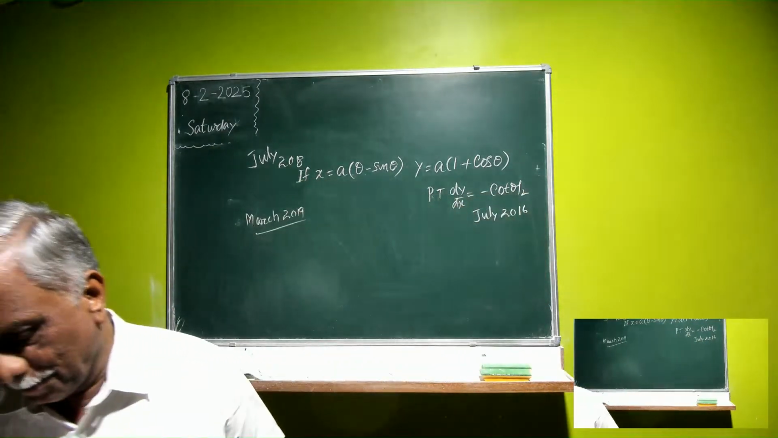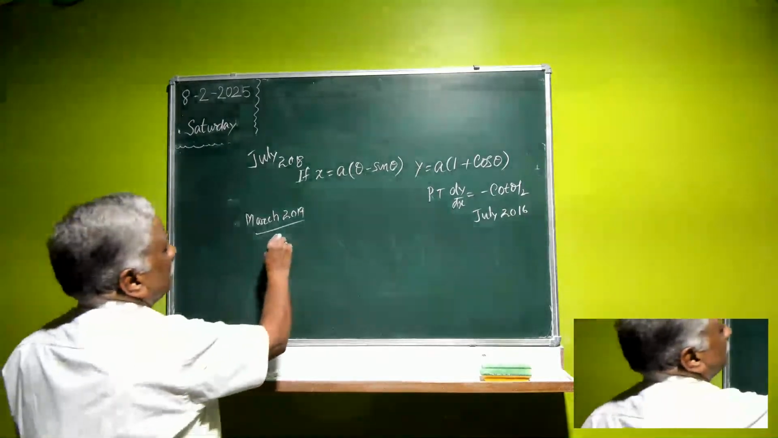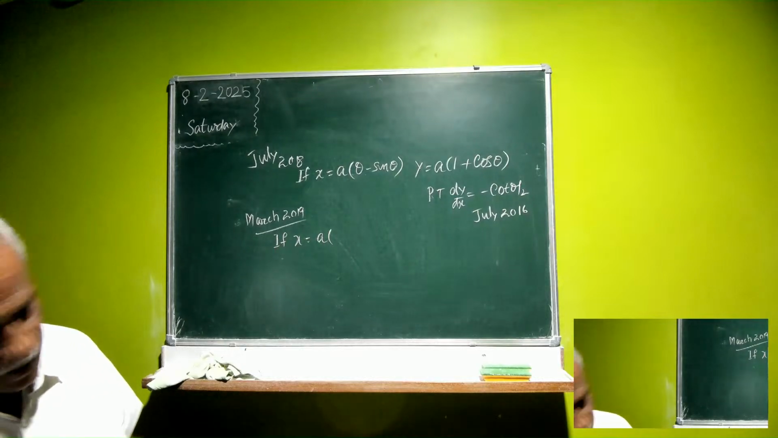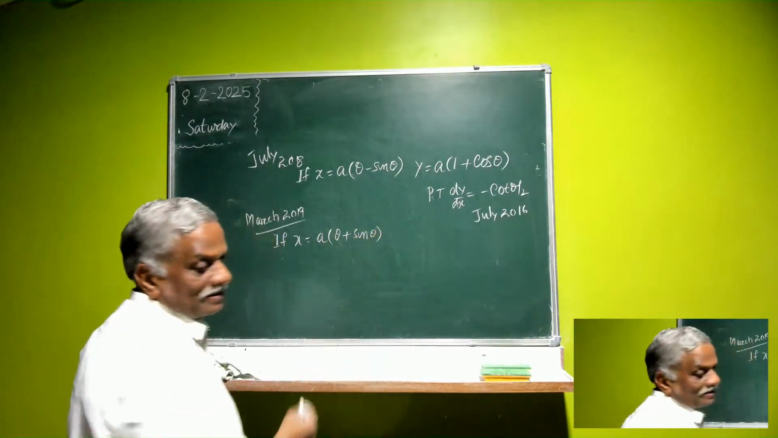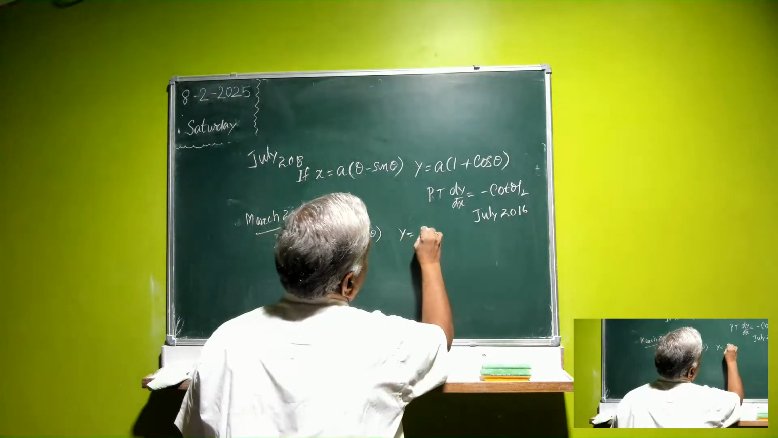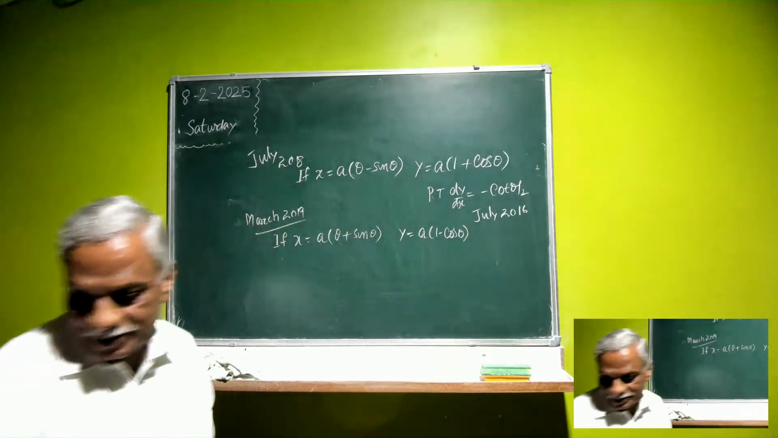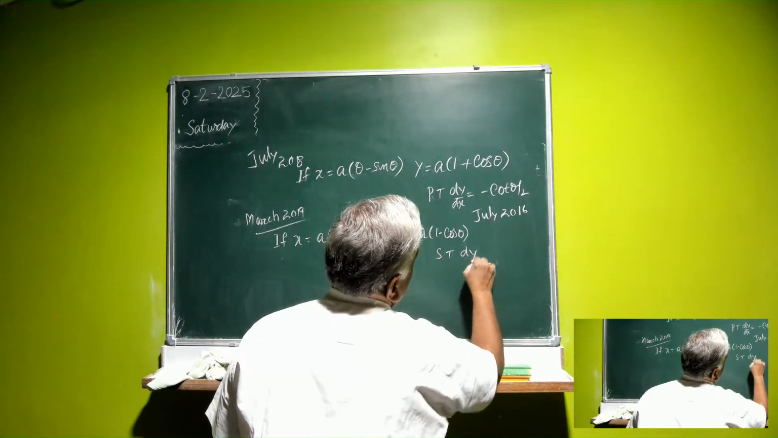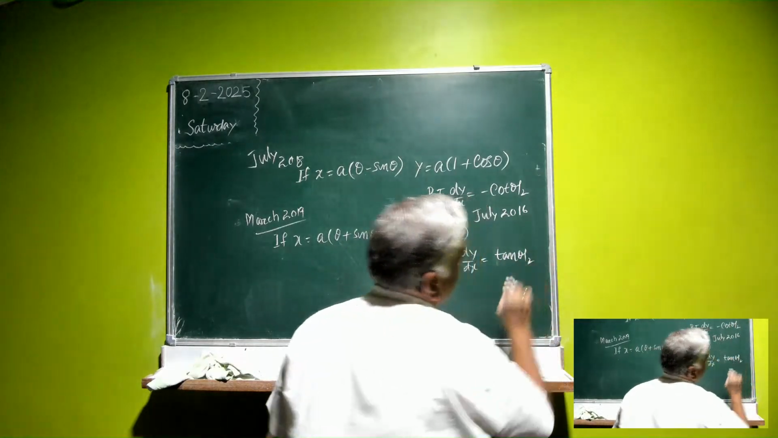March 2019, the problem is if x is equal to a into theta plus sin theta. Just see how the examiners change the problem. Y is equal to, I have written this problem only to show you in what way they play the game, so that dy by dx is equal to tan theta by 2.